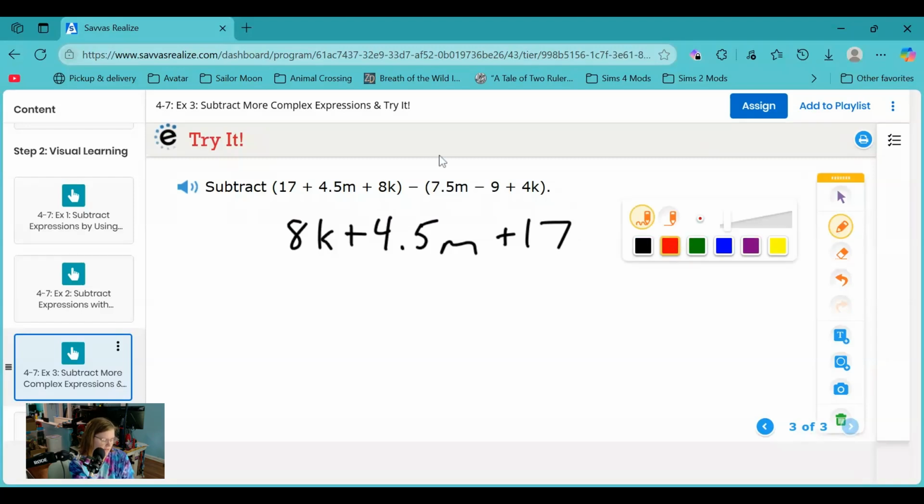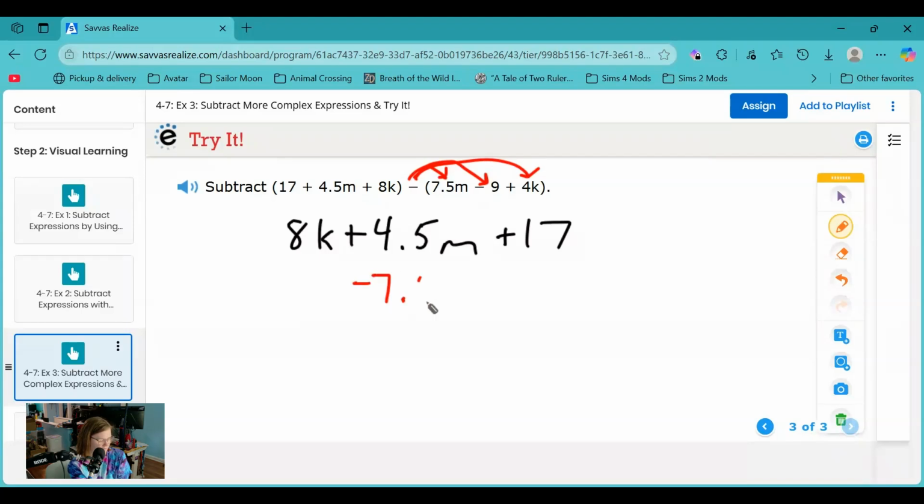Now up at the top, I'm going to distribute my negative. And let's see. A negative times positive 7.5m would be negative 7.5m. A negative times a negative 9 would be a positive 9. And a negative times a positive 4k would be negative 4k.